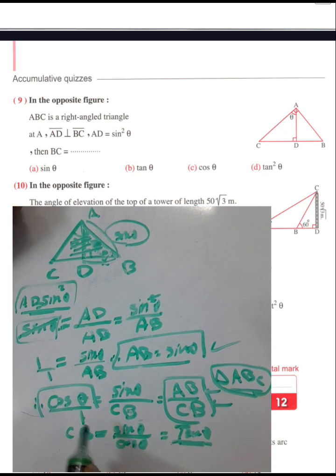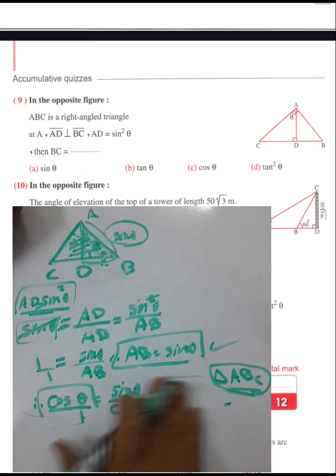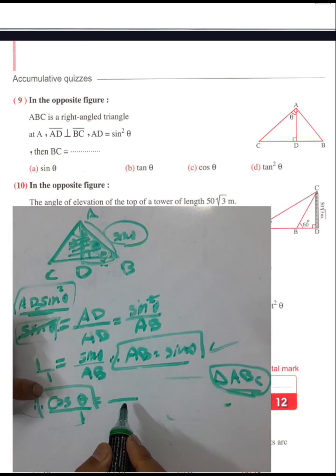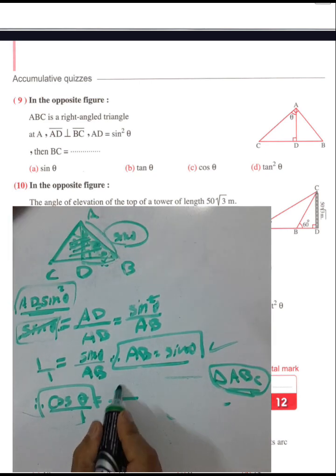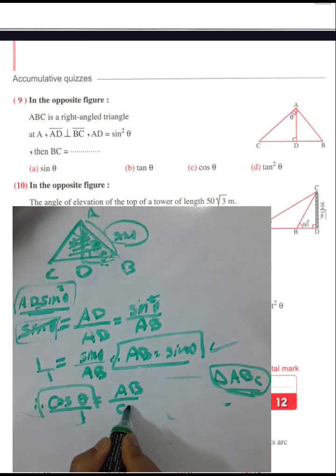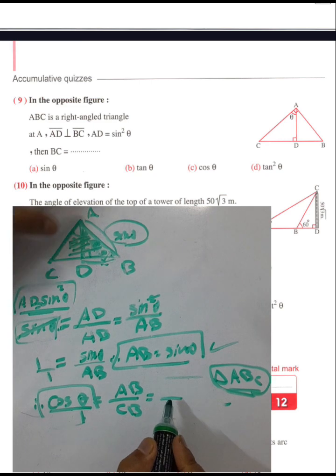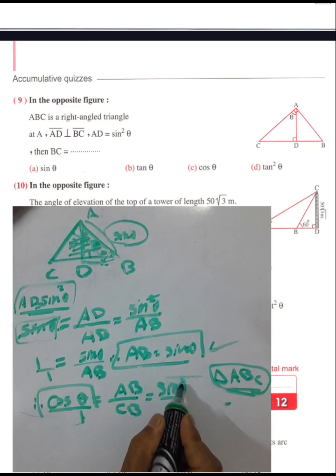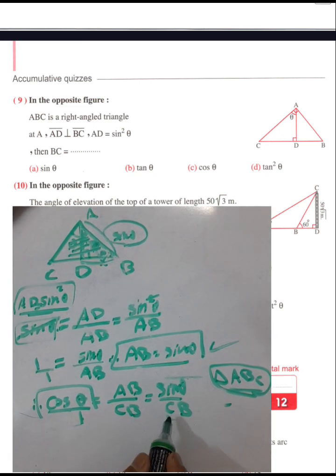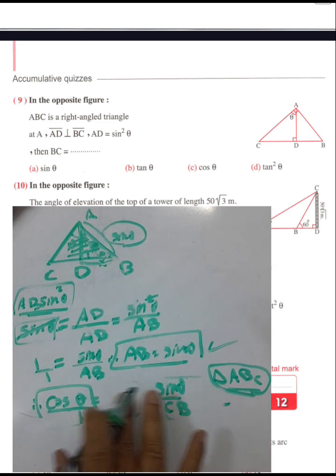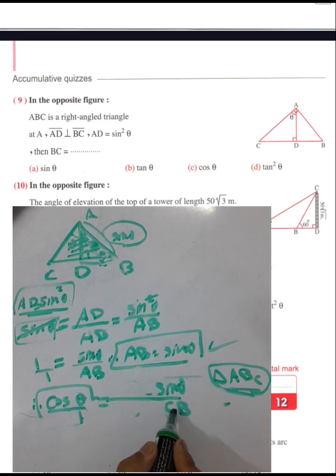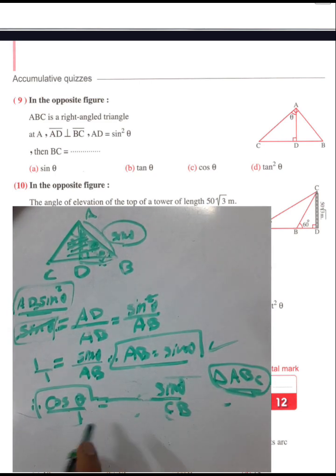Then you can find the result here. Cosine theta again equals EB over CB, and we found EB was sine theta over CB. Then you can write the result here, cross multiplying between them. Then CP will be equal to 1 times sine theta over cosine theta, which equals tan theta.